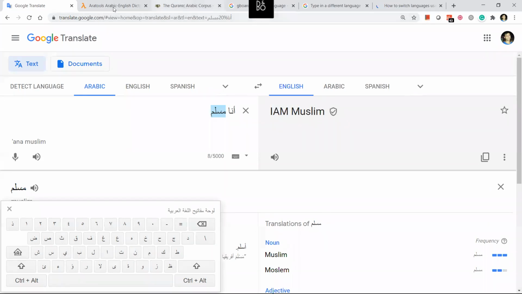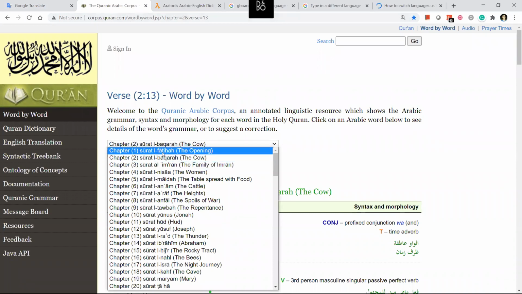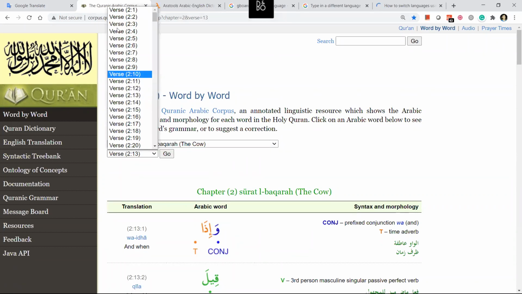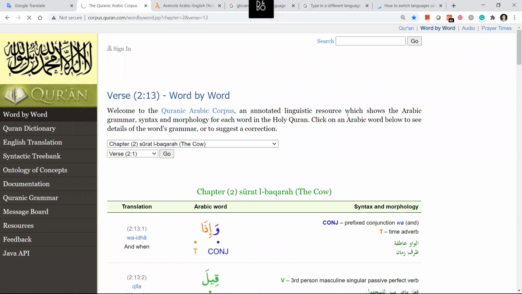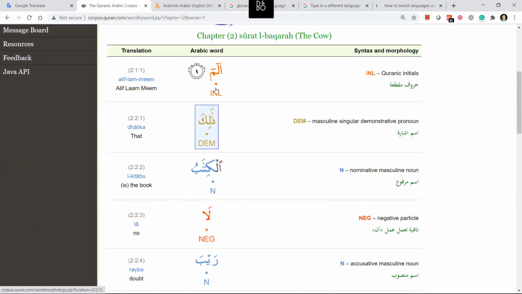Now, if you want to see where this is used in the Quran, you'd go to corpus.quran.com. And this is the link I shared with you earlier. I will share with you again, inshallah. What you can do here is you can go either ayah by ayah. So you can choose an ayah. Okay, so let's do Surah Al-Baqarah. Let's go starting. So it's going to tell you word by word what is the translation. So it tells you Alif, Lam, Mim. So it tells you these are Quranic initials. It tells you Dhalika. Dhalika means that.